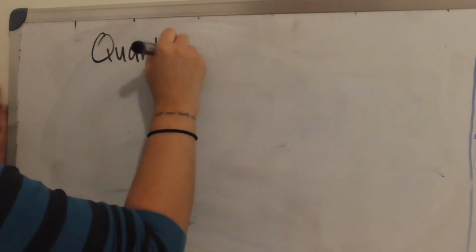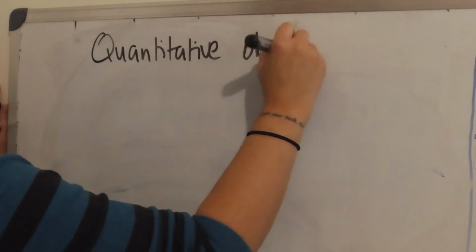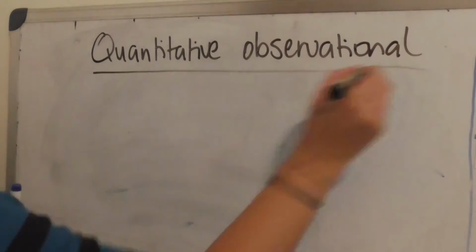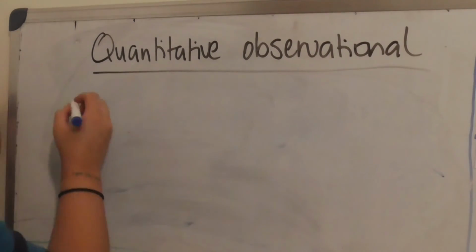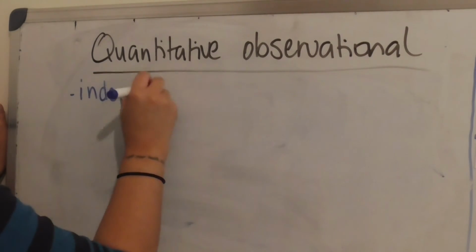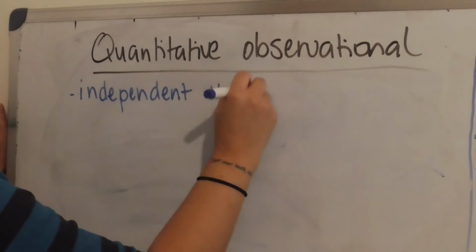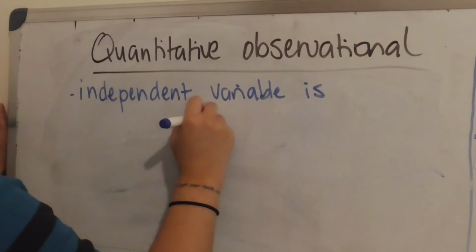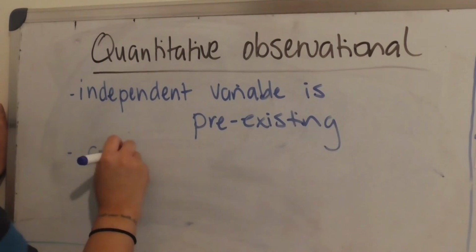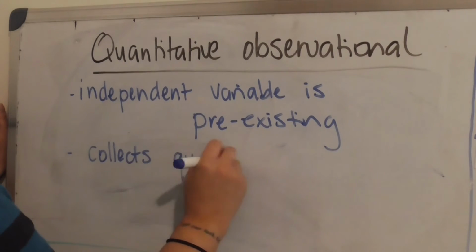You do a quantitative observational design. This is when your independent variable, your source of your question, is pre-existing. So I want to look at people with blue eyes or brown eyes, or I want to look at people who've lived through a really difficult situation. This is when the independent variable is something that we can't manipulate. It is pre-existing. And so we're looking at what is already going on.